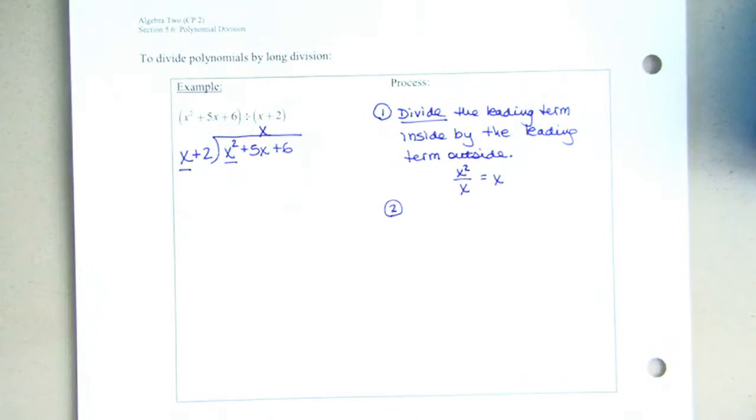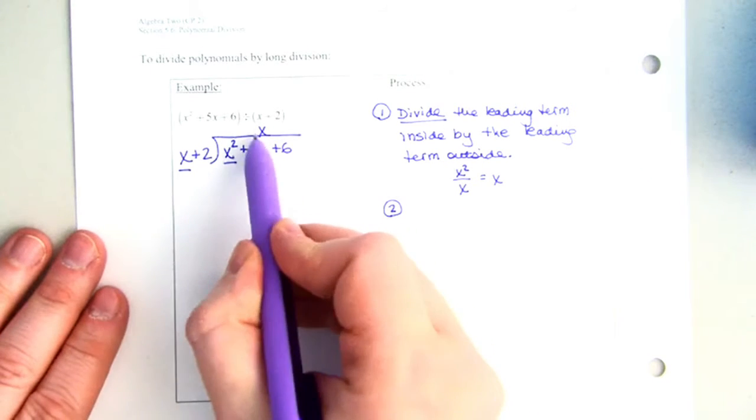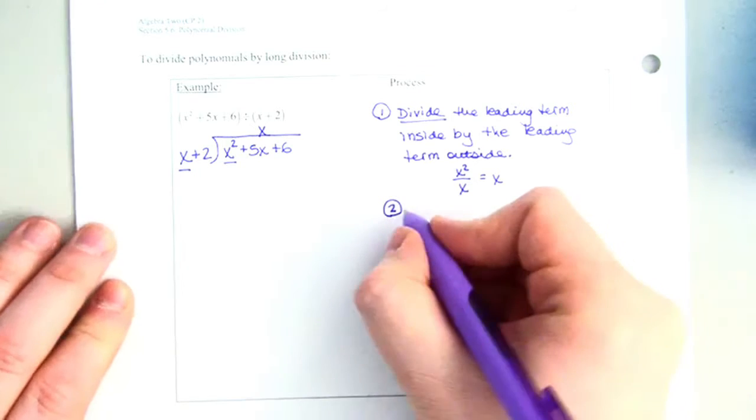Divide the leading term inside by the leading term outside. X squared divided by x gives me x. Step number 2. I'm going to multiply that answer by everything that's on the outside.